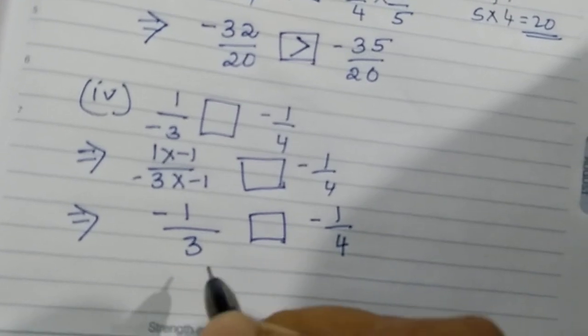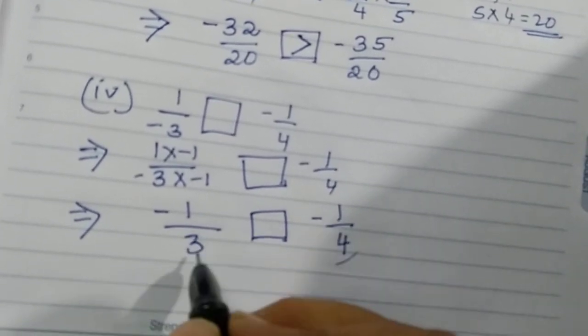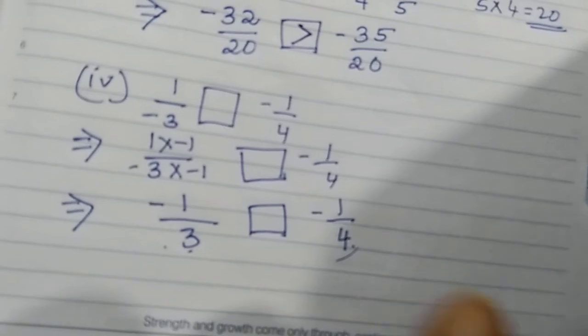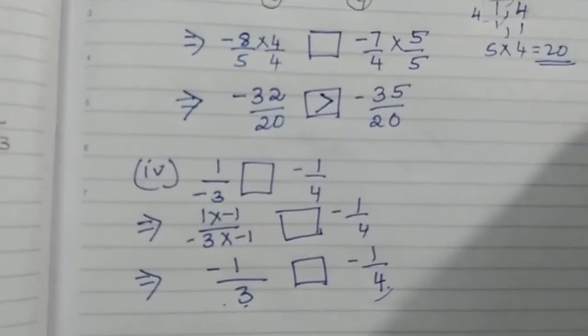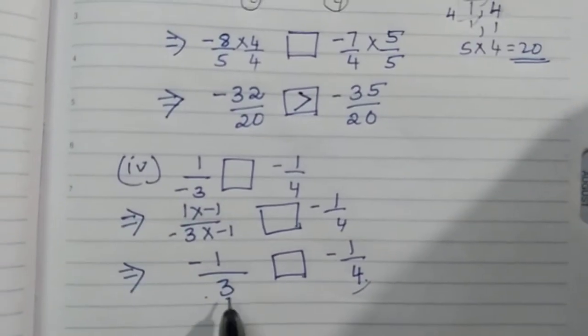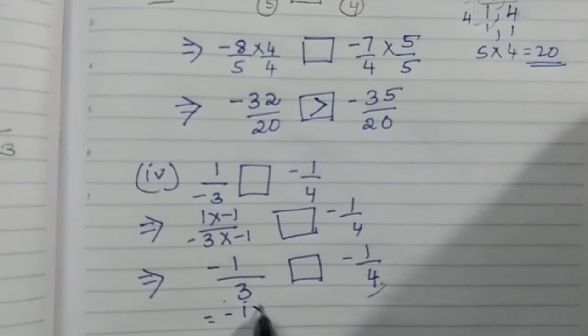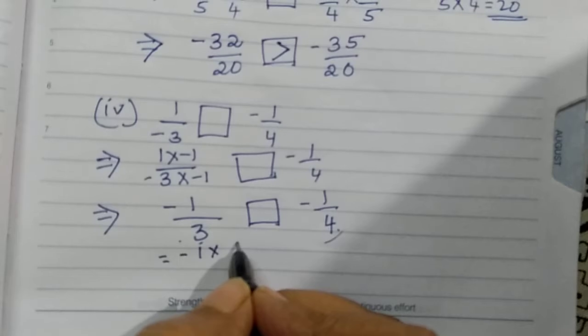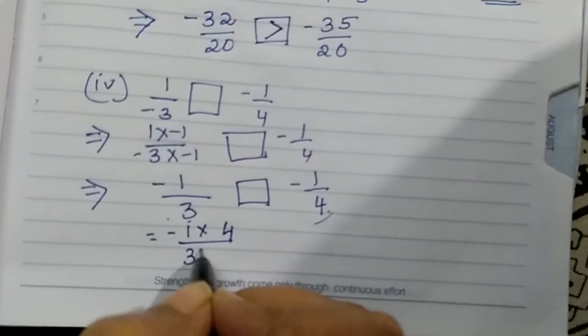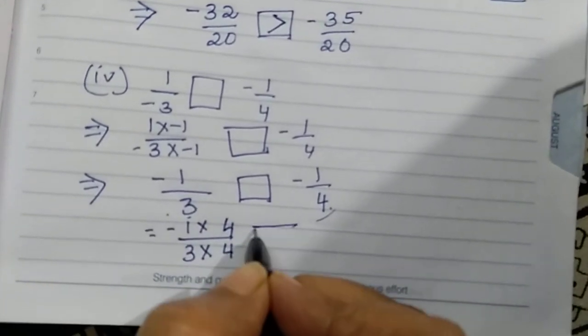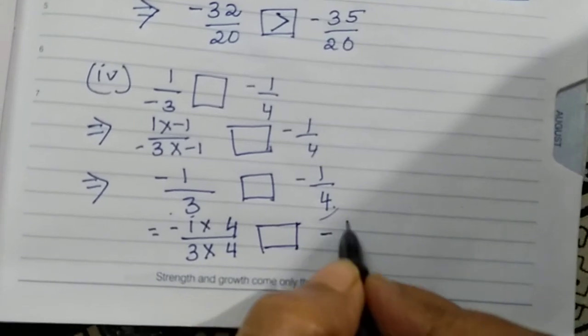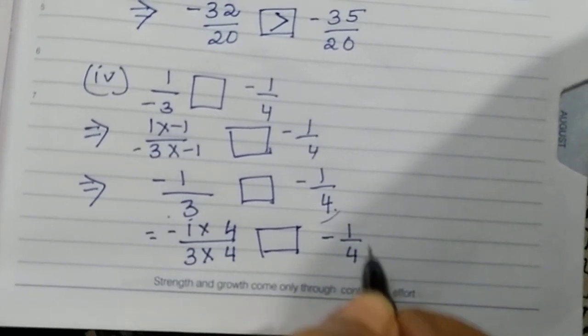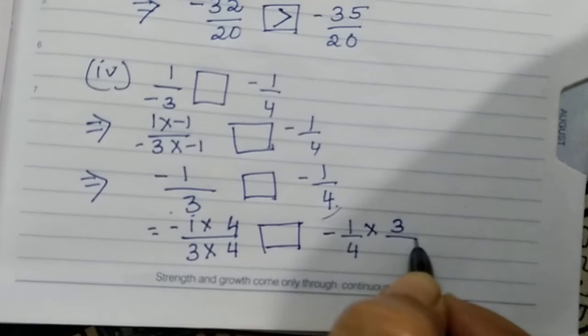So basically you have to compare between these two numbers. So again find out the LCM of 3 and 4. What is the LCM of 3 and 4? The LCM of 3 and 4 is 12. So it is minus 1 into, if it is 12, then I will multiply with 4. I put this sign, box, minus 1 by 4. 4 I multiply with what in order to get 12? I will multiply it with 3.